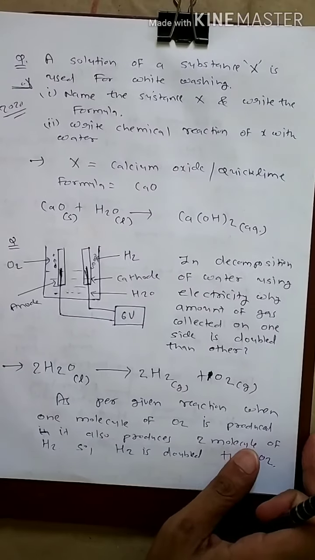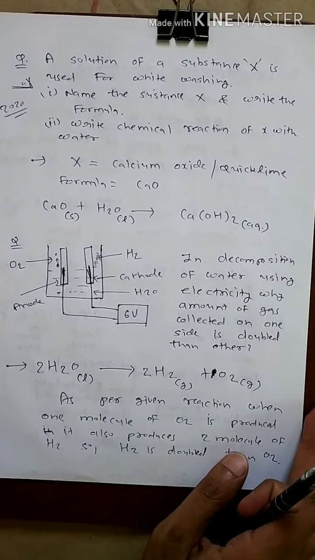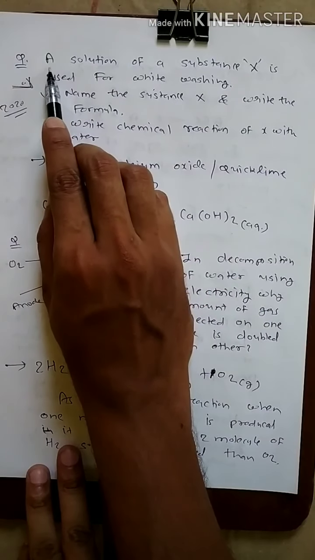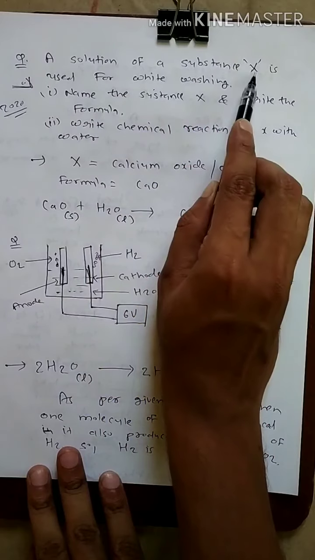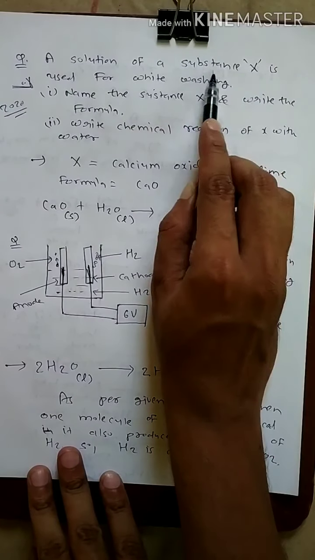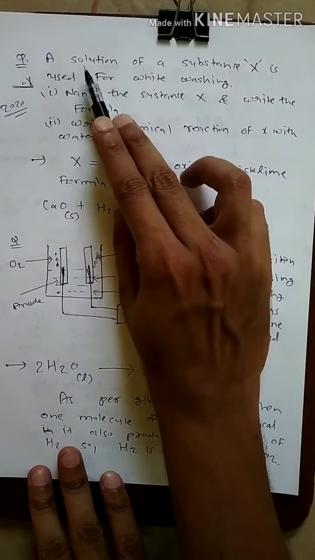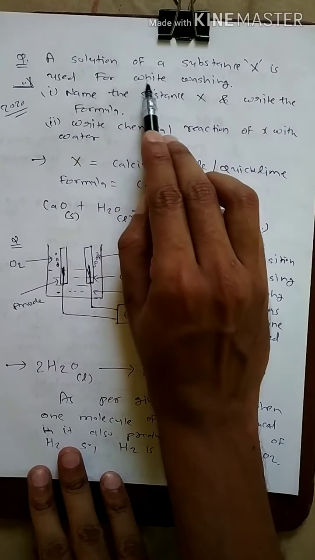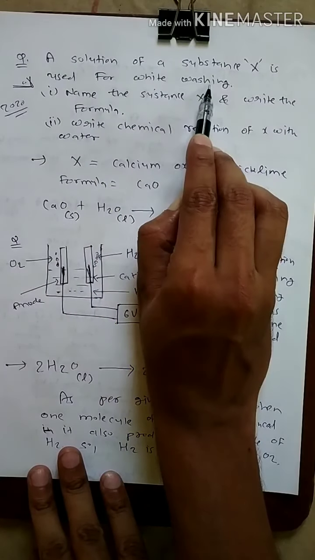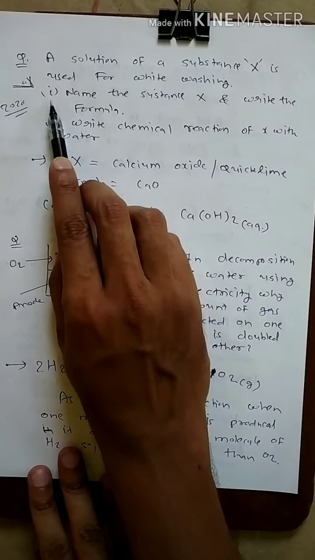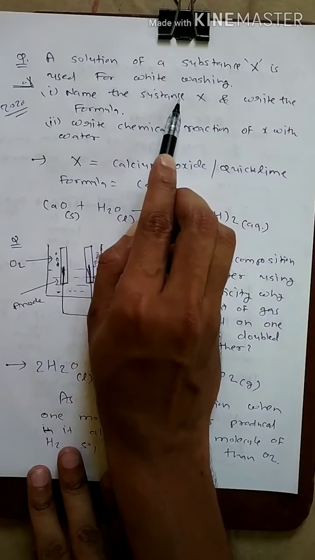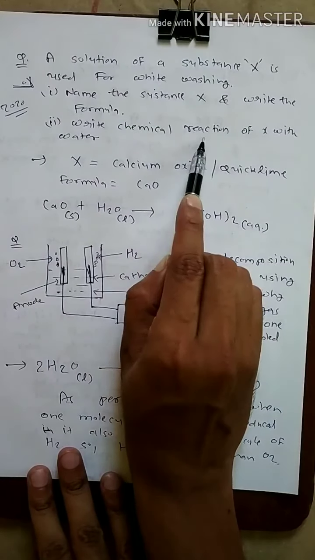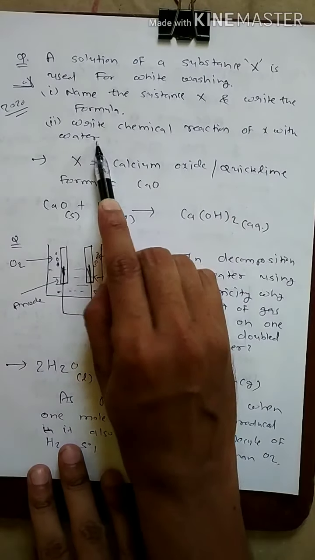Now some questions from the book are here. A solution of substance X, the name of the substance is not given. The solution of substance X is used for whitewashing. The question is, name that substance and write its formula. Write the chemical reaction of X with water.